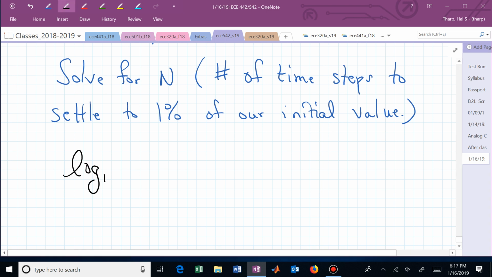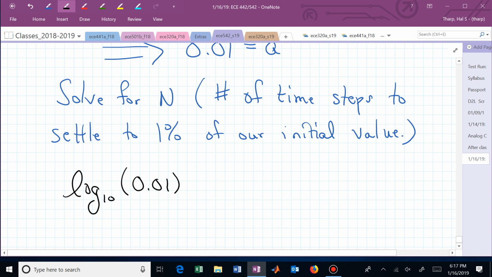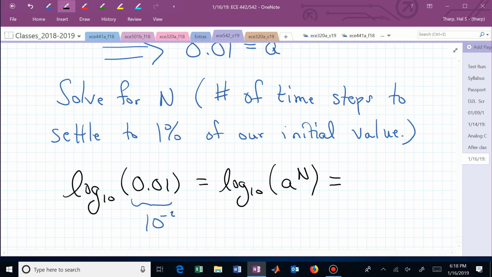So now let's take the log, and let's use base 10 because we're taking the log of 0.01, since that's related nicely to a power of 10, since that's 10 to the minus 2. And that's now equal to the log, same base 10, of a to the n. And now we can use some of the rules for logarithms. Now we have a power. That power can now be multiplying. So now we have n log base 10 of a.